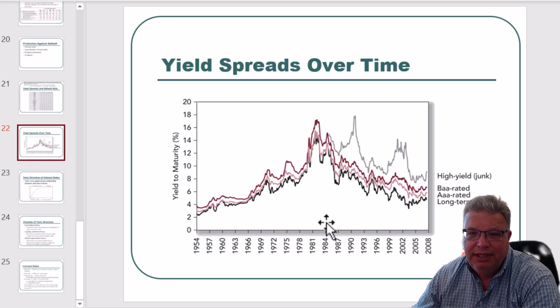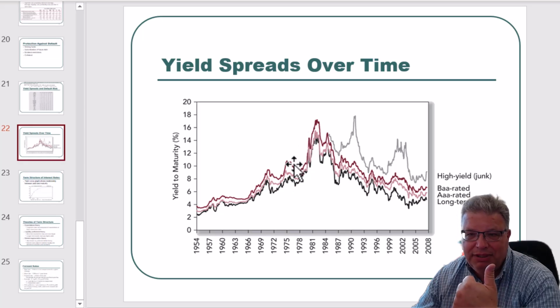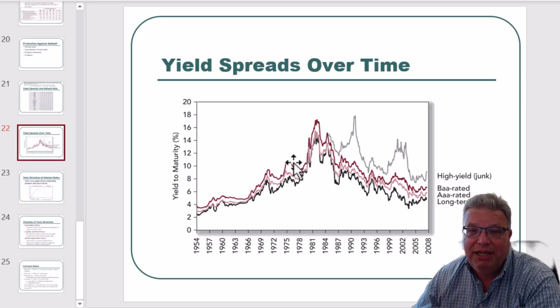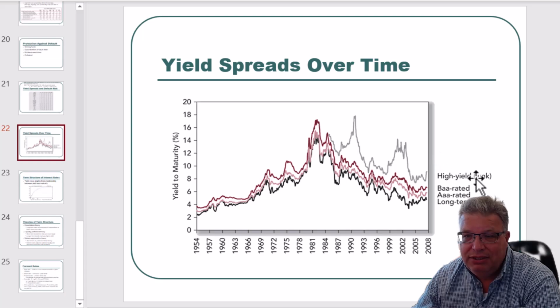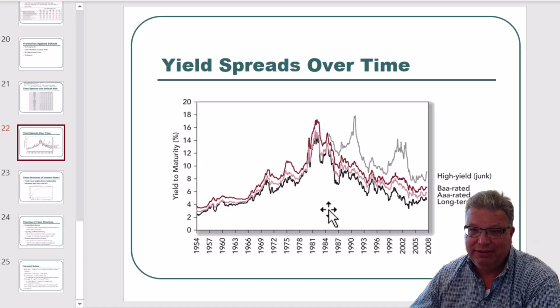And notice, one, that the riskier the bond, the higher the yield to maturity, right? The red is higher than the black because the red is a riskier bond. And then notice junk bonds, they didn't really start until the 80s. That was like the go-go 80s on Wall Street. That's around when the first Wall Street movie was.